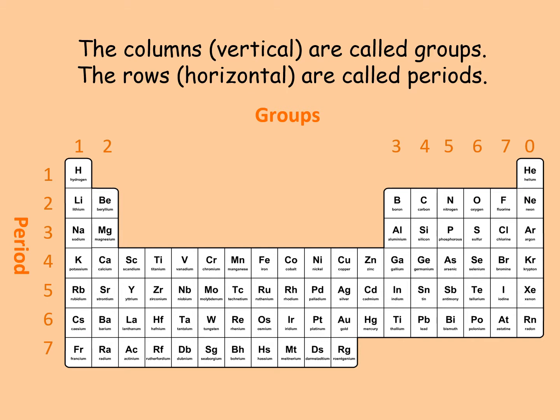The rows, so coming across this way, these are called periods. So we've got groups coming down, periods going across. So first period just contains hydrogen and helium. Then second one, we've got lithium, beryllium, and so on. Okay, so columns vertical, they're the groups. Rows horizontal going across are periods.